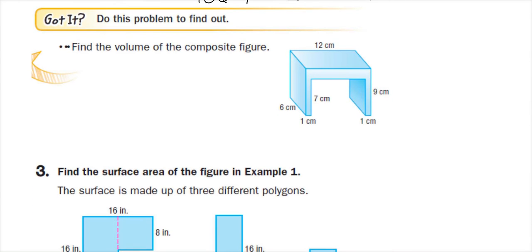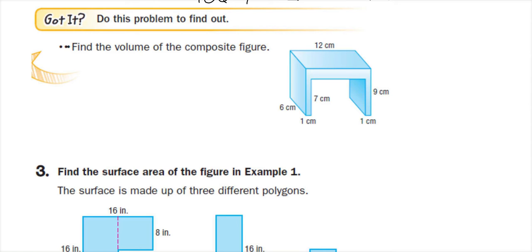Okay. Now let's take a minute here. We're going to find the volume of this composite. So go ahead and pause it and try this one. Basically it's kind of like a little stool or plug. I'm not really sure what this is supposed to be, or an end table. I don't know. Anyway, pause it and let's try that one by yourself.